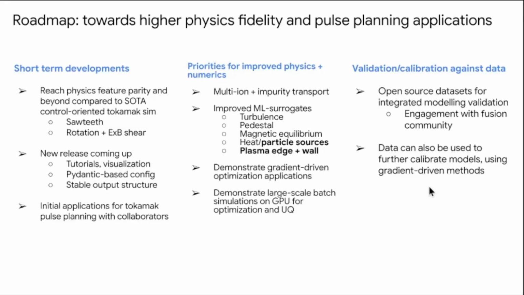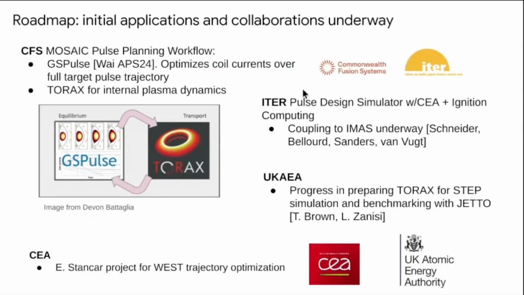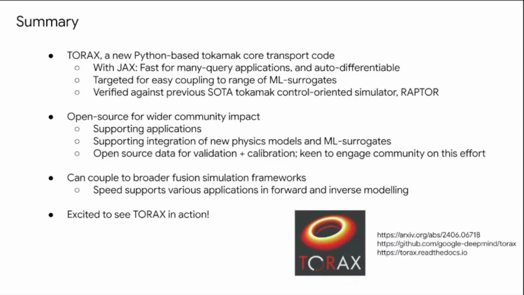I was very happy to see the talks about that today for validation and calibration of the models. Some initial applications and collaborations are underway. It's in the CFS MOSAIC pulse planning workflow for Spark, together with GS Pulse. ITER has begun to use it for their pulse design simulator, and they've been coupling IMAS to it. We have some early work by UKAEA on using TORAX per step, and a recent project at CEA for WEST trajectory optimization. I'm very happy to support the uptake in the community.